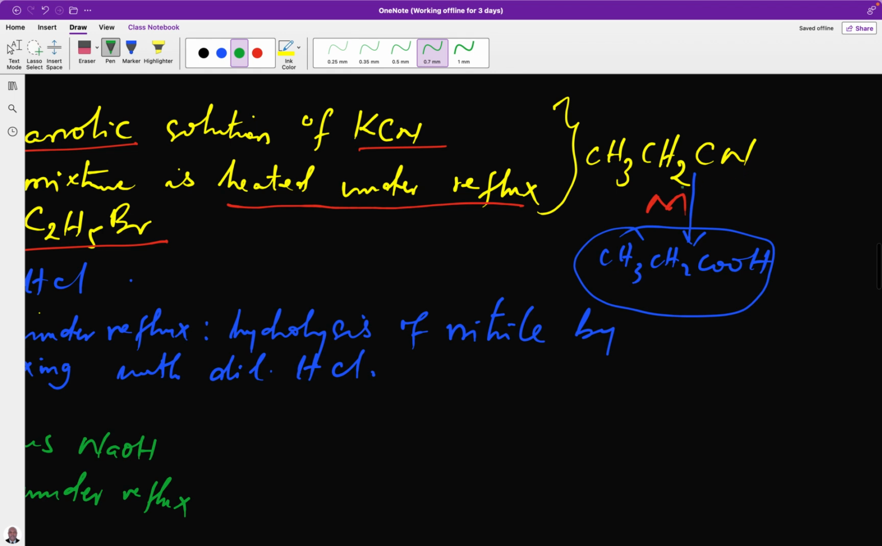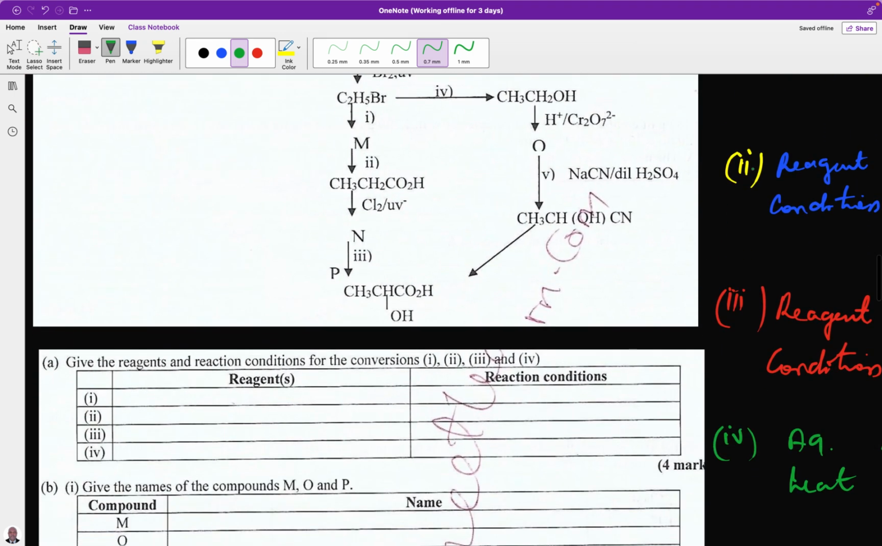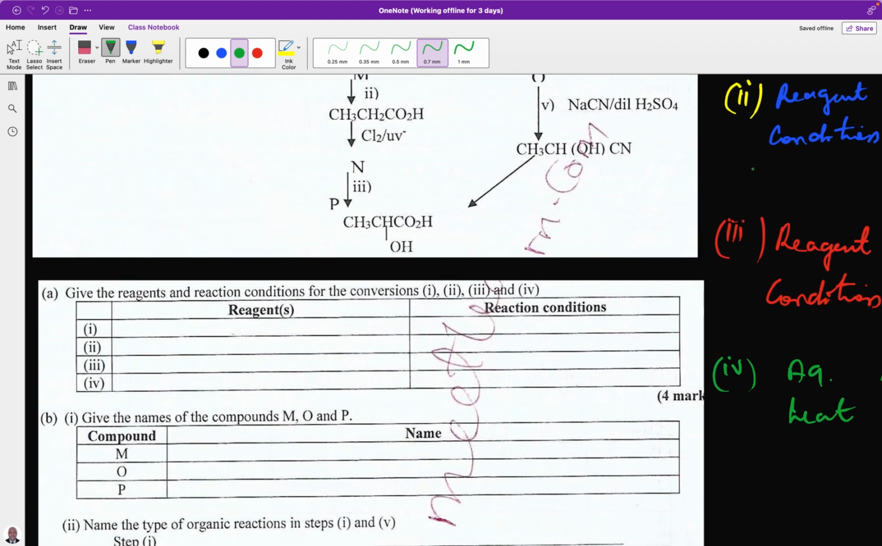We call this propane nitrile because there are 3 carbons: 1, 2, 3. The important thing with this reaction is that it leads to the addition of 1 extra carbon atom. So the compound name is propane nitrile. So M is propane nitrile.